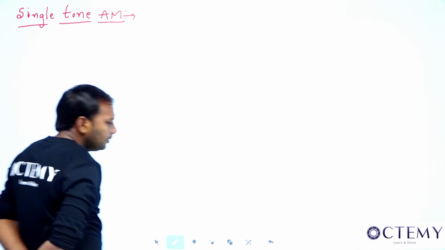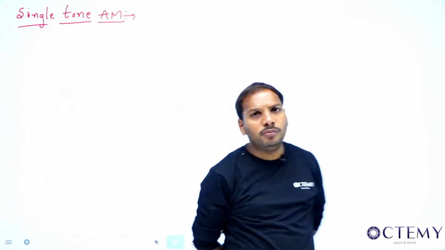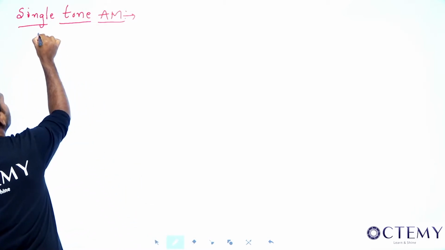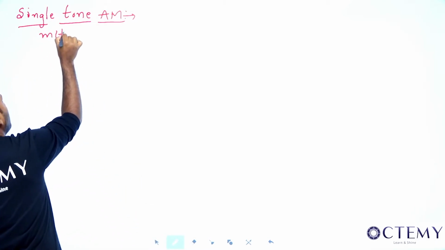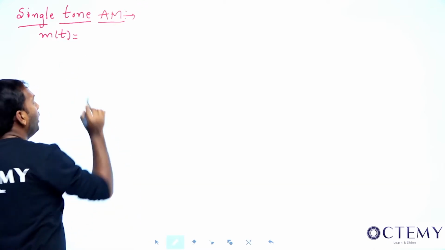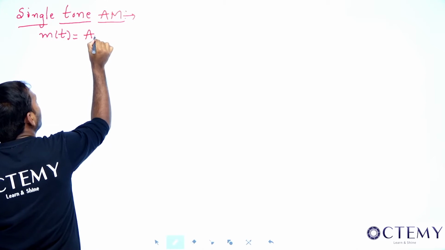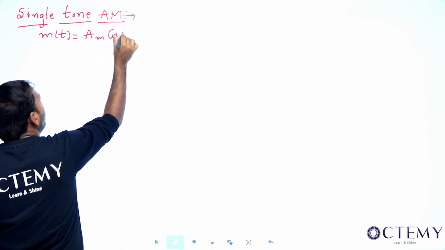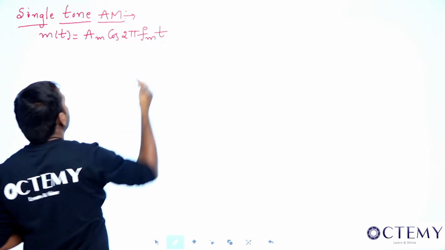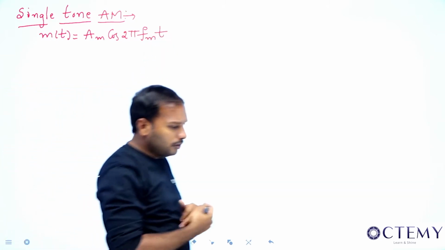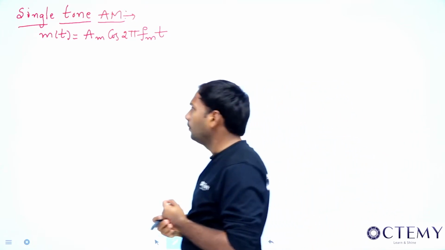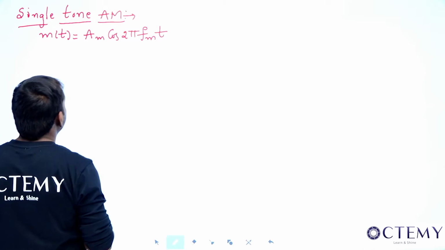What is this? This is the single tone AM. Single tone AM means I have to fix the message signal. It is not arbitrary now, it is very particular. And this value is Am cos 2 pi fm t. So m of t is equal to Am cos 2 pi fm t, right? This is what we call a single tone AM.